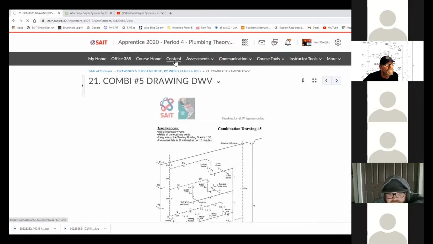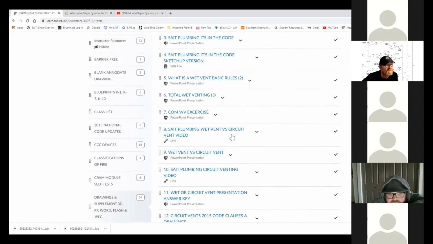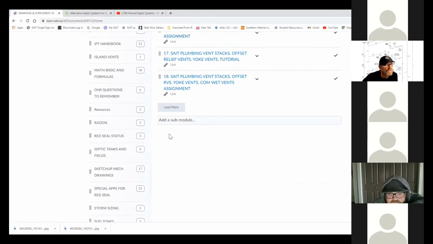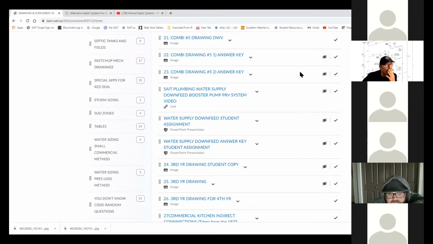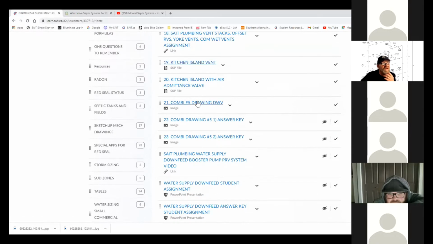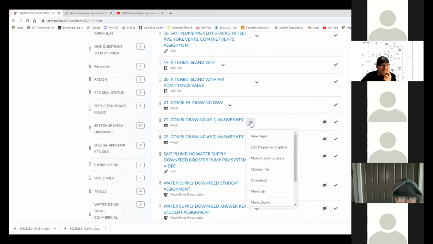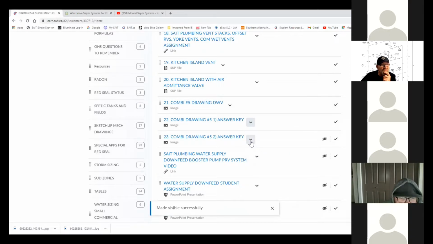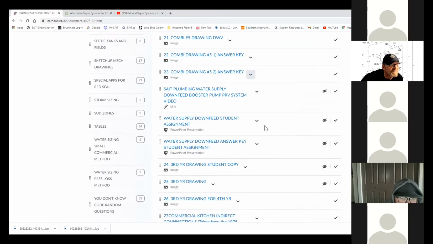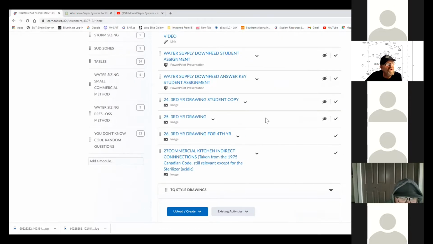Okay, so we're going to go into content. You can see, you're following, I'm going through the same, load more. I'm going to go into a different drawing. That was Combi drawing number 5 we were just looking at. Here I'm going to put the answer key up, so make visible. This will tell you the answers to all of them. You can look at that if you want to study it, but you don't have to know anything this hard.